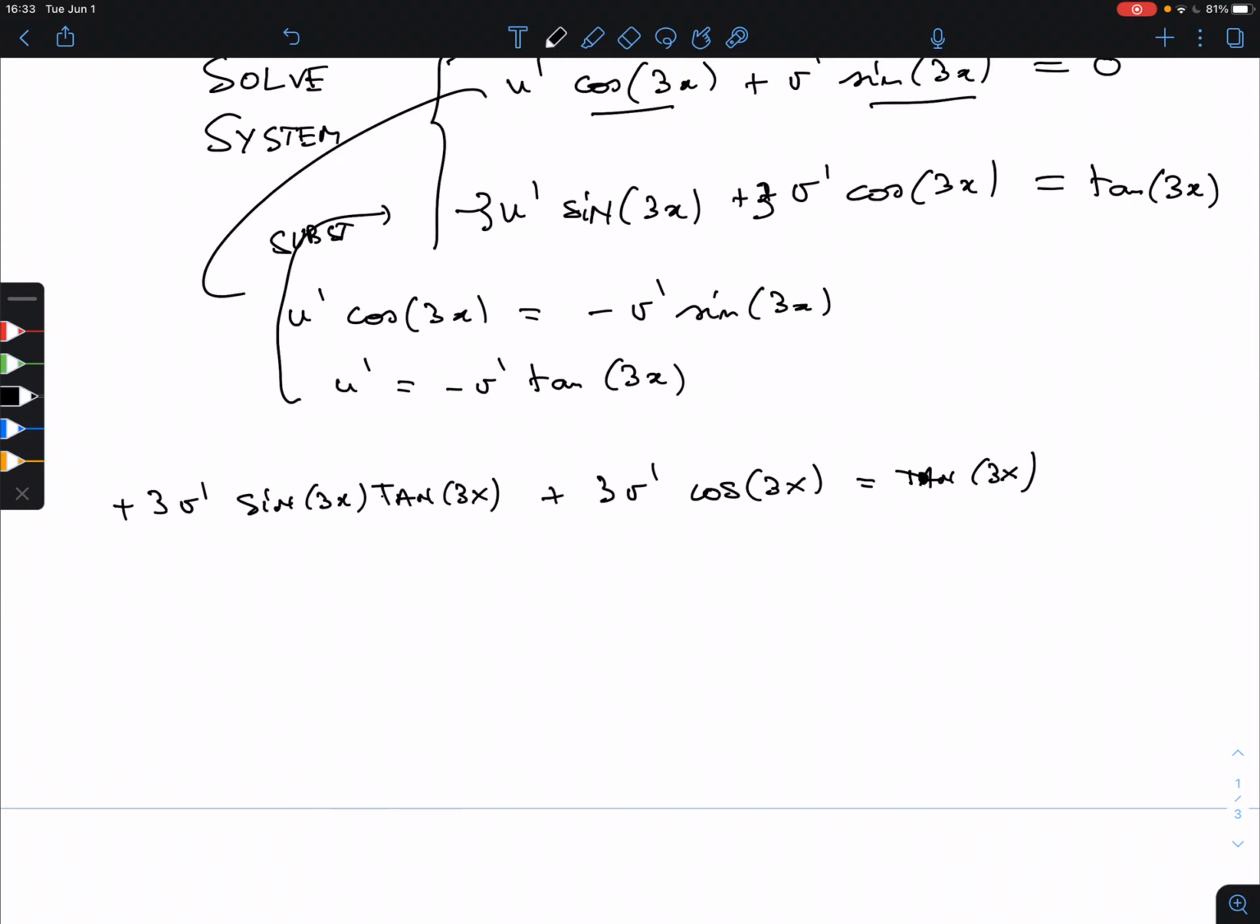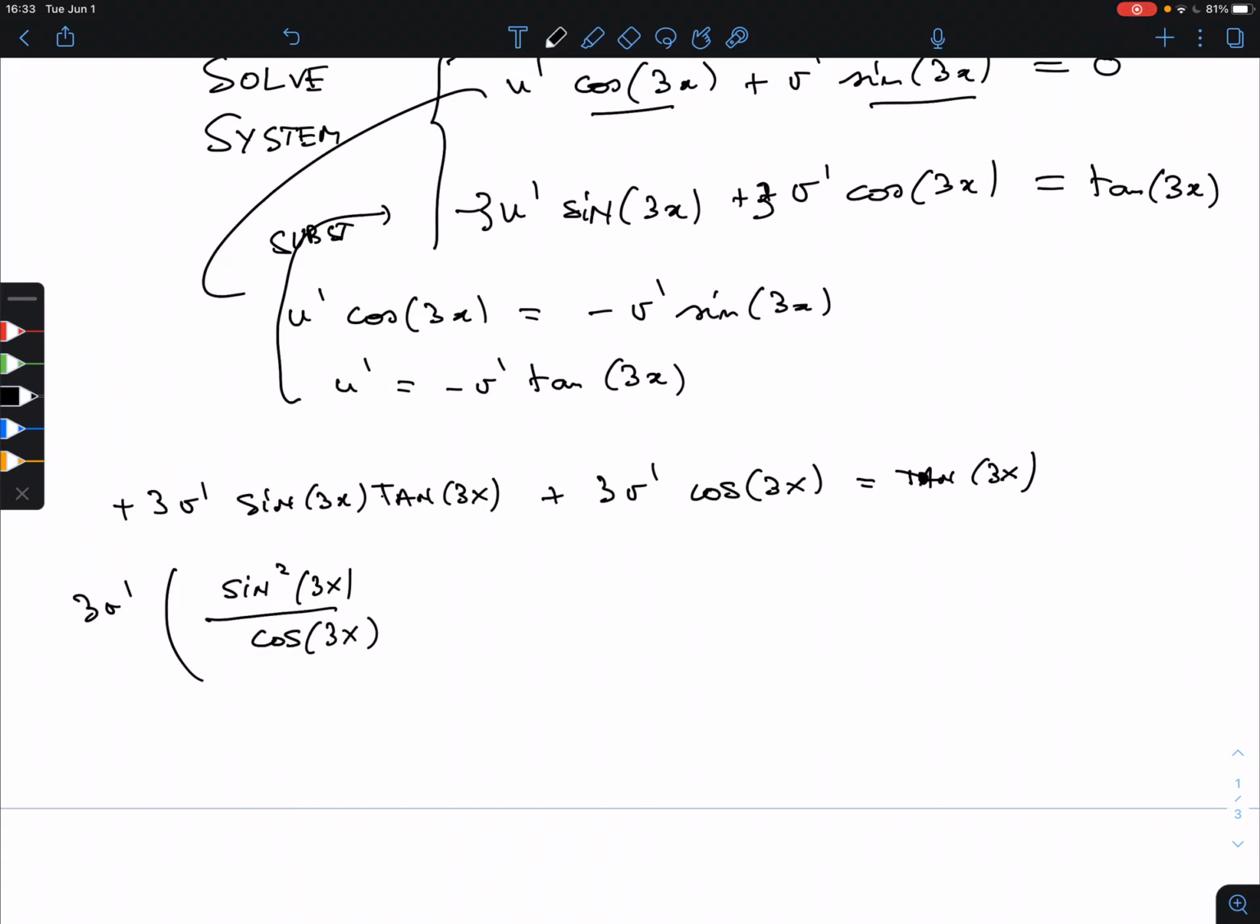Oh yeah, that's not so nice, right? First of all, we do not have like terms here, do we? Well, tangent is sine over cosine, right? So let's see what we have here. We have 3v prime, and then this is sine squared 3x over cosine 3x.